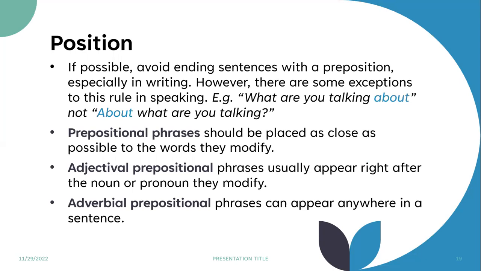So prepositional phrases should be placed as close as possible to the words they modify. Adjectival prepositional phrases usually appear right after the noun or pronoun they modify. So adjectival phrases answer questions like which one and what kind of. Example, many species of birds nest here. So the phrase of birds tells us what kind. Many species of what kind? Many species of birds. All right.